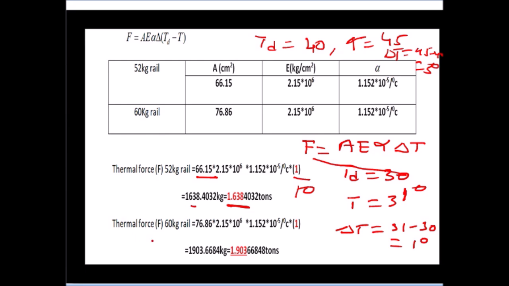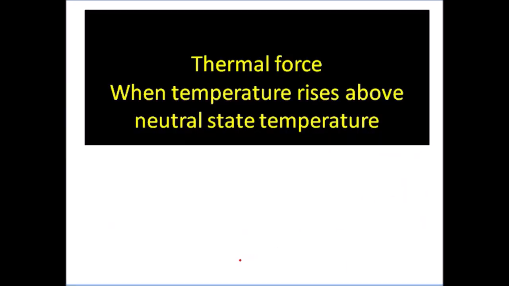Similarly, for 60 kg, substituting all its values, area of cross section, modulus of elasticity, alpha value and temperature change as 1 degree. For 1 degree, you are getting this much, 1.9 tons, right? So finally, what you got? For 52 kg rail, 1 degree rise of temperature above TD, you are getting 1.6 tons of force, thermal force.